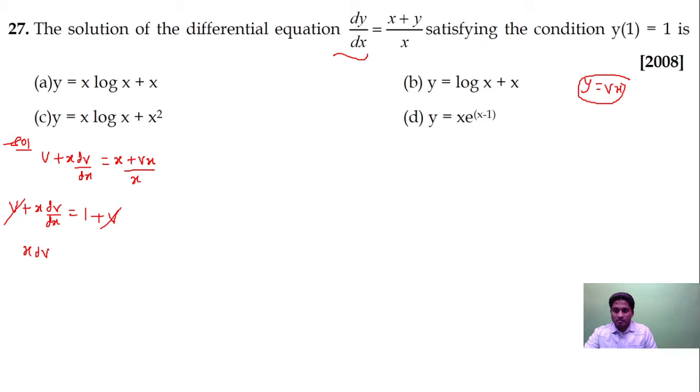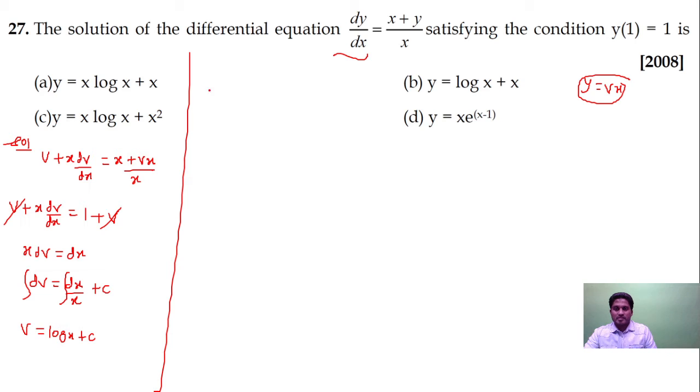Cross multiply, you get x into dv is equal to dx. So you get dv is equal to dx upon x. If you integrate both the sides, you get plus c. Integration of dv is v, and this is log x plus c. Now it is given in the problem v is equal to y upon x. So y upon x is equal to log x plus c. Call this equation 1. y of 1 equal to 1, that is when x is equal to 1, y equal to 1. You get 1 is equal to log 1 plus c. Log 1 to any base is 0, so c is equal to 1.